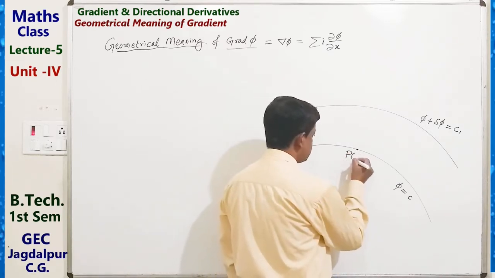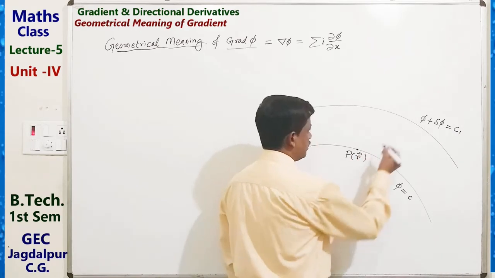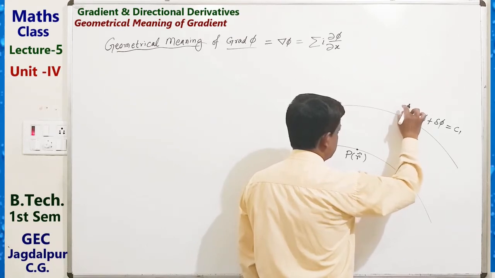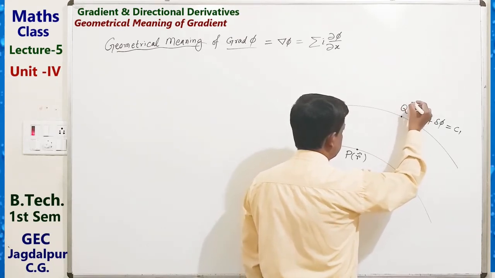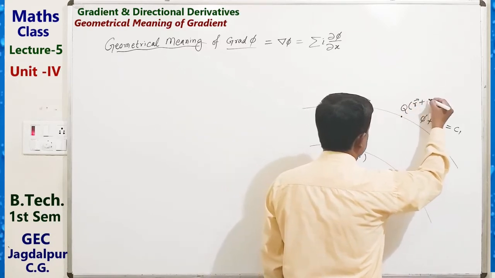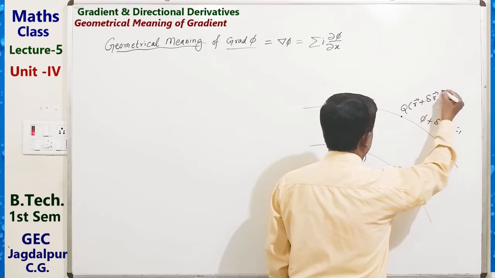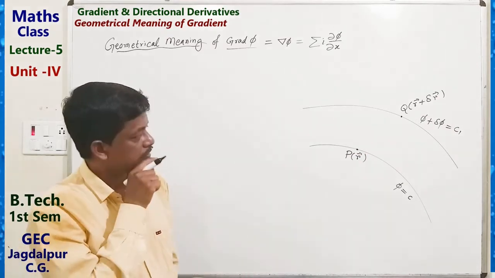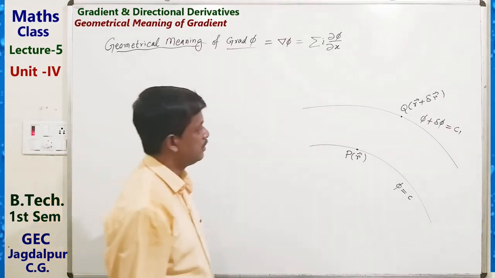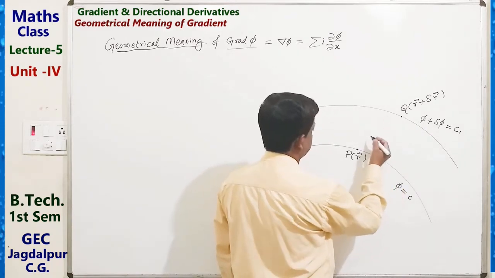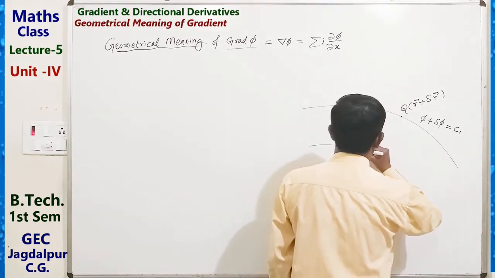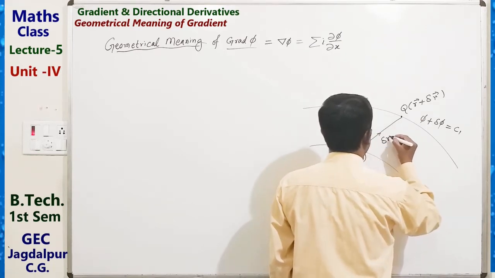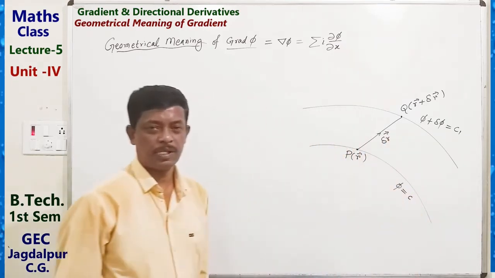Its position vector is r, and here is a point Q. Its position vector is r plus delta r. Clear? And this is delta r.